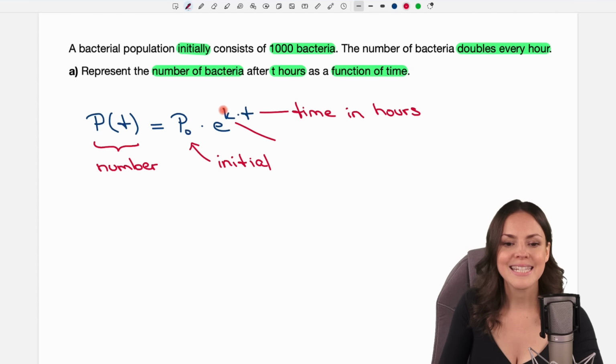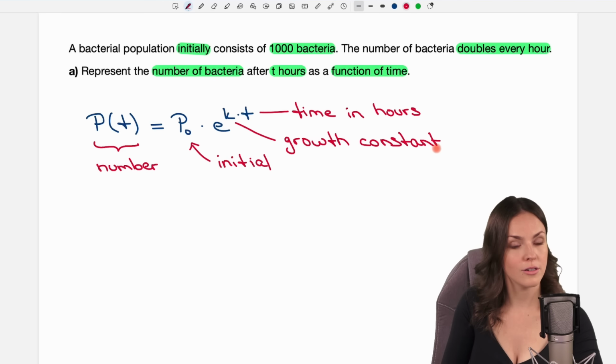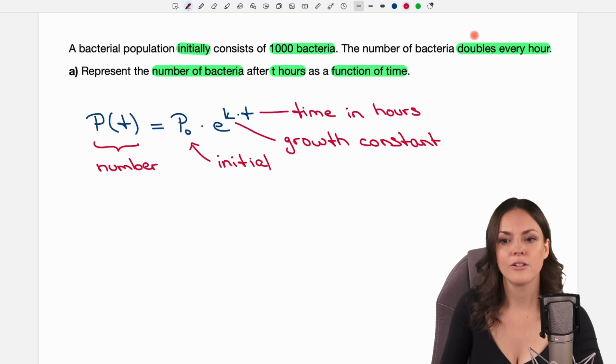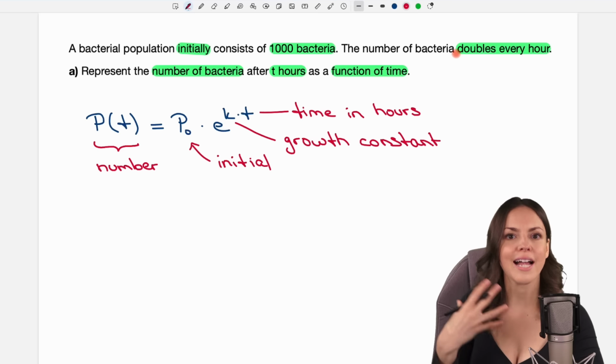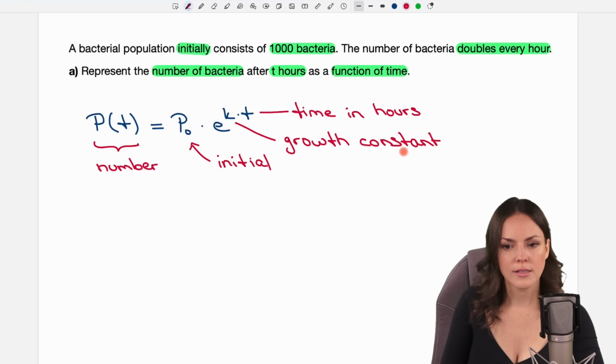And then we have this k in here, and k is the growth constant. It is not the growth factor. So if it tells us here it doubles every hour, this would be the growth factor. But the growth constant is related to that, but it is not what they usually give us in the problem.